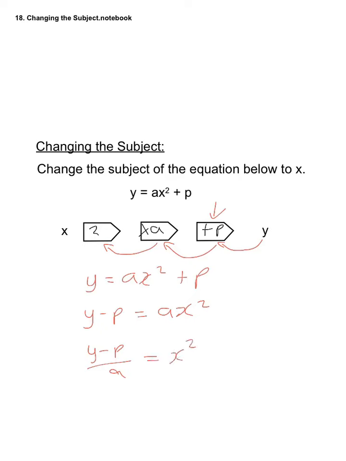Our final step is, instead of squaring, we're going to square root. So we get y minus p divided by a, square rooted, is equal to x on its own. X has been isolated here, so that's our final answer. X is equal to y minus p over a square rooted, or the square root of y minus p over a.